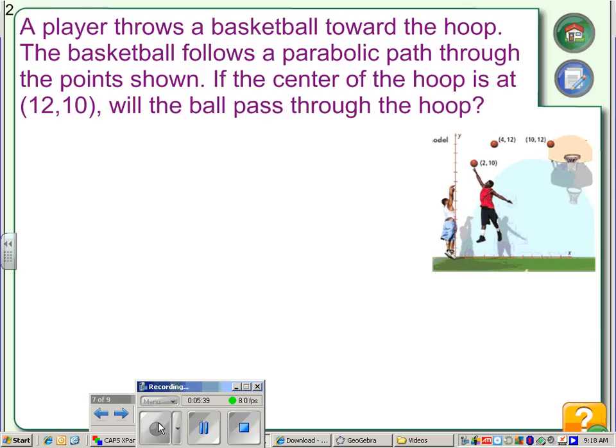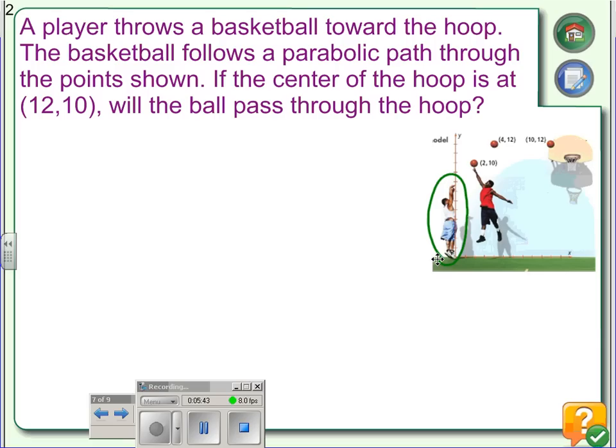Okay, for our basketball player, we have a player here who shoots the ball, and it goes through these 3 points. The defender did not touch the ball, so we want to know if the ball continues on its path, will it go through the hoop? So we're going to first write an equation for the path of the ball, and then we will check and see if it goes through the point 12, 10.